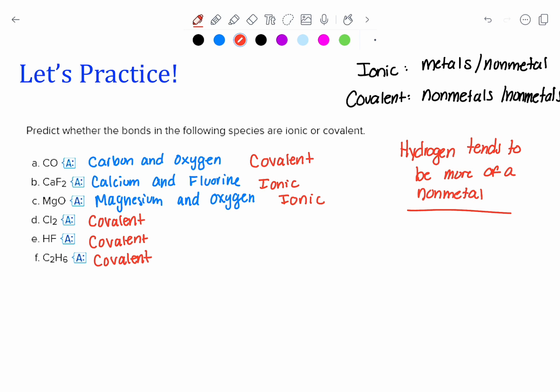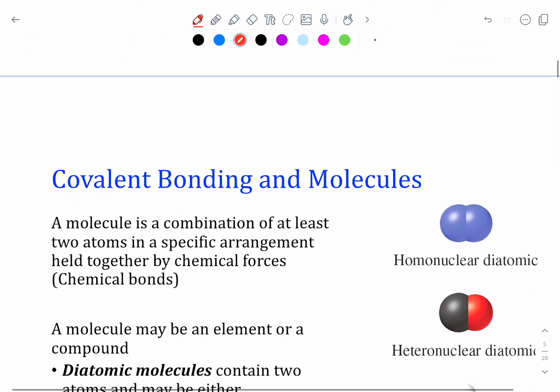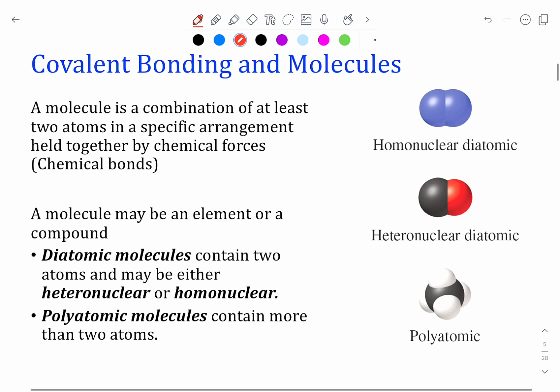Okay, so now that we're able to identify the difference between covalent and ionic compounds, let's move on to how we address covalent bonding in our specific molecules. And some of this we've talked about in our previous chapter, but it's always good to review. So a molecule is a combination of at least 2 atoms in a specific arrangement held together by chemical forces called chemical bonds. A molecule may be an element or a compound.